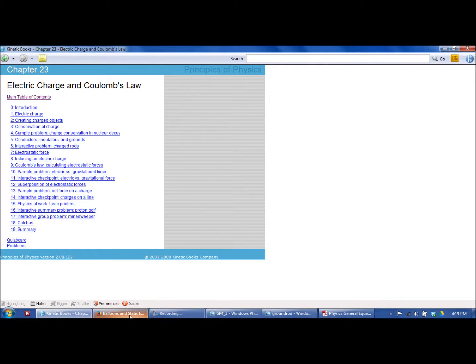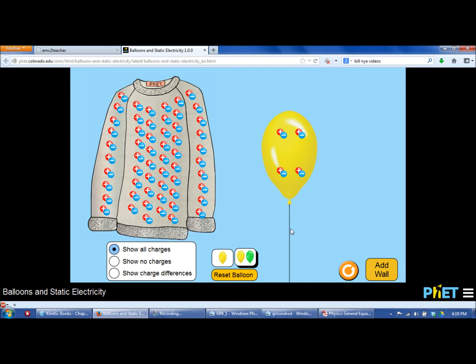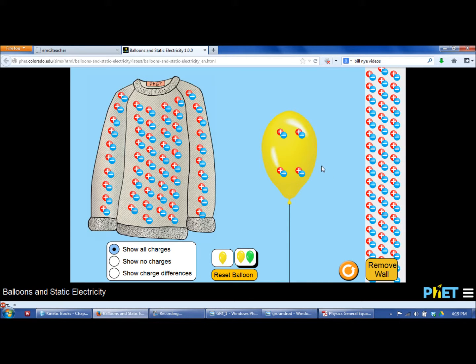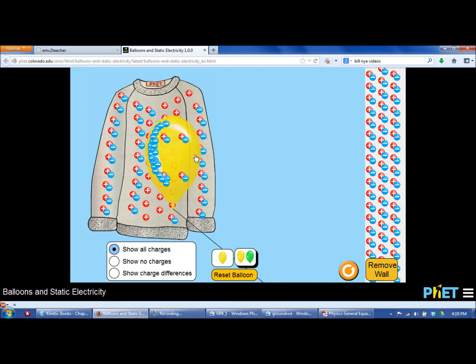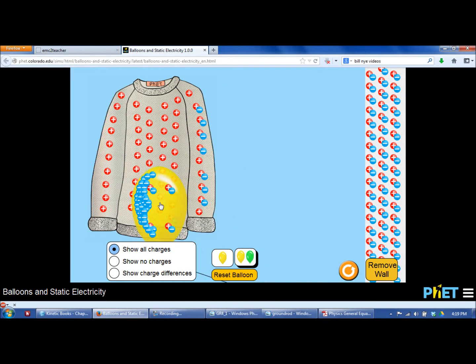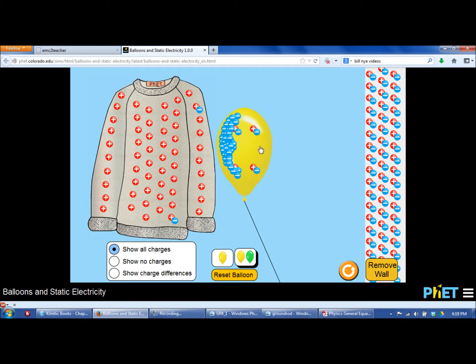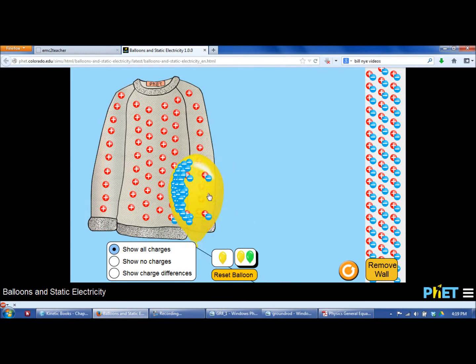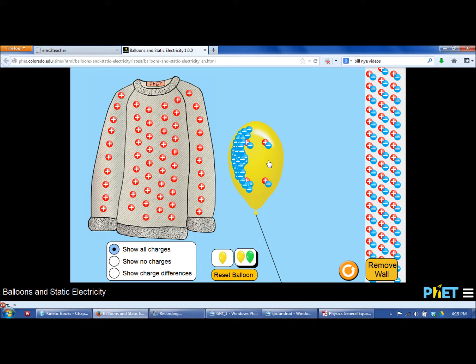Another way, that was charging by friction. Another way to charge is by what's called induction. Now, if we rub the balloon over here and get all of our charges from that sweater onto the balloon, as many as we can, those charges actually don't want to be near each other. Negatives don't like each other, positives don't like each other. They want to be matched up, positive to negative.